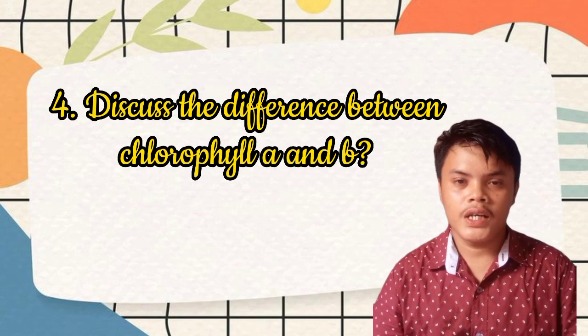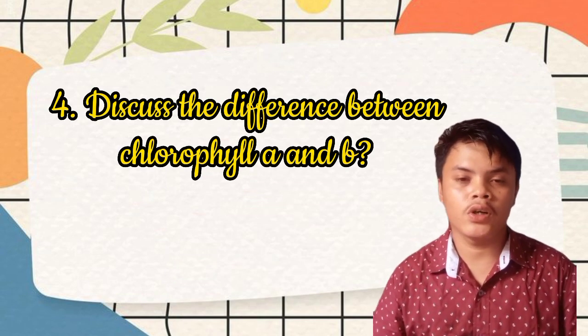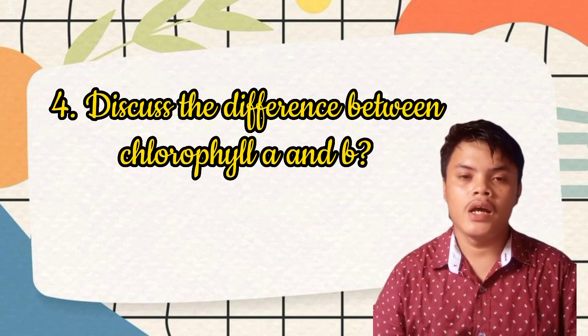Question number 4. Discuss the difference between chlorophyll A and B. Chlorophyll A and B may differ in many ways, such as that chlorophyll A is a green pigment that helps in absorbing light and provides energy in the process of photosynthesis, while chlorophyll B is a green pigment that helps in photosynthesis as it collects light energy and then passes it to chlorophyll A.